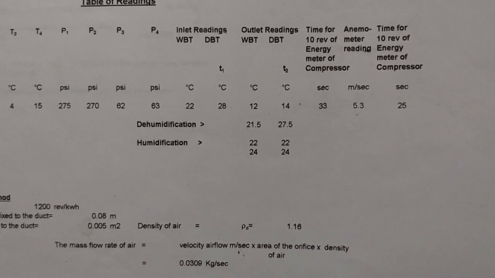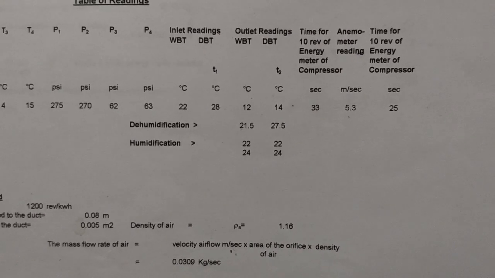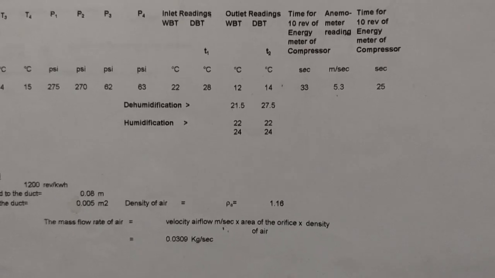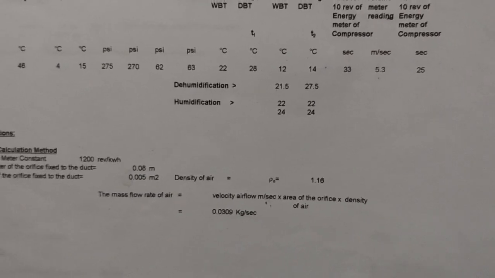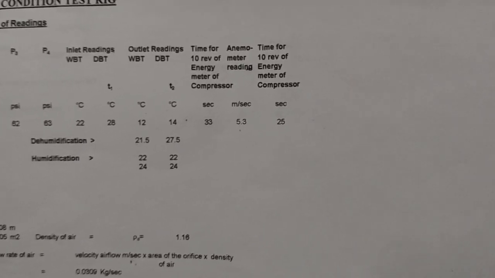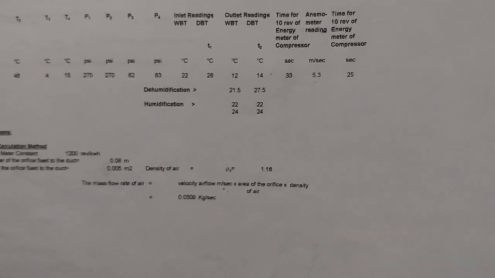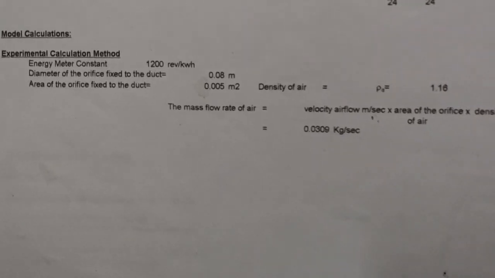Then the time for 10 revolutions of the energy meter of the compressor can be noted on the energy meter. Ammeter reading can be noted. Next, the time for 10 revolutions of the energy meter of the compressor can also be noted. For the dehumidification and humidification process, the outlet readings of dry bulb temperature and wet bulb temperature can be noted here. For calculations, the required parameters are the energy meter constant, which is 1200 revolutions per kilowatt hour.